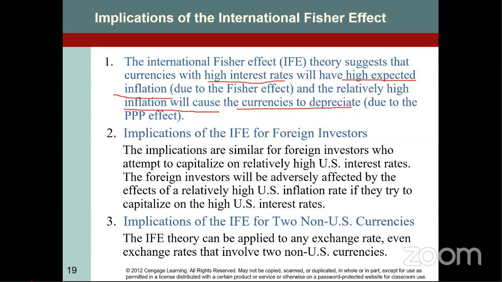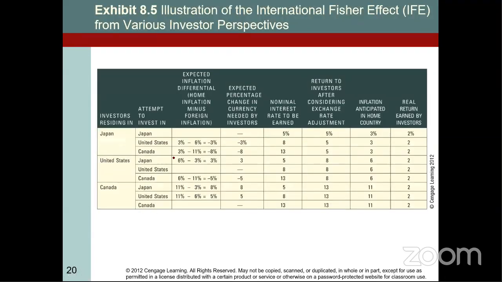So let's discuss the two non-US currencies, Japan and Canada. For an investor in Japan attempting to invest in the United States with US dollars: 3 minus 6 is minus 3. The expected rate change in currency needed by investors is -3. The nominal interest rate to be earned is 8%. Return on investment after considering exchange rate adjustment is 5%.